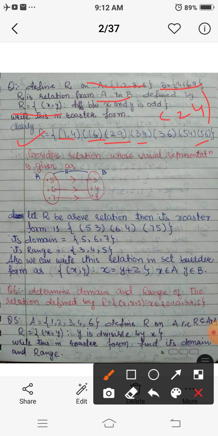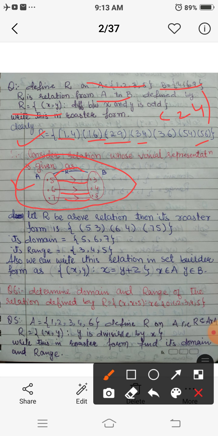Another question is, if the relation is given in visual representation, the relation whose visual representation is this. The first set means set A equals {5, 6, 7}, the second set is B equals {3, 4, 5}. There is a relation R. Under this relation, 5 is related with 3, 6 with 4 and 7 with 5. We have to express this relation in roster form as well as in set-builder form.